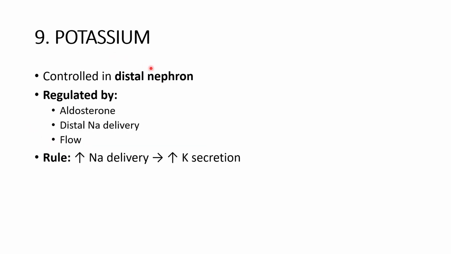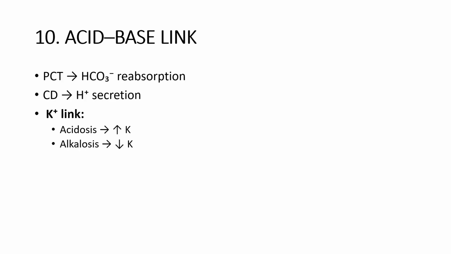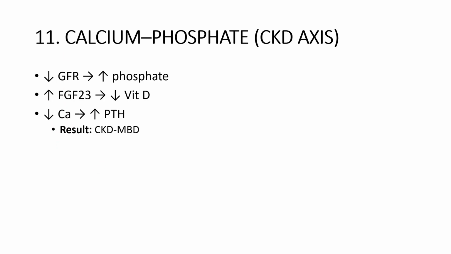Then potassium is controlled by the distal nephron. It is regulated by aldosterone, distal sodium delivery, and the flow. The more the sodium delivery, the more will be the potassium secretion. Then acid base, the PCT is responsible for bicarbonate recycling, and collecting duct and DCT are responsible for generation of bicarbonate and H plus secretion. In acidosis, potassium level increases in the serum. In alkalosis, it decreases in the serum.